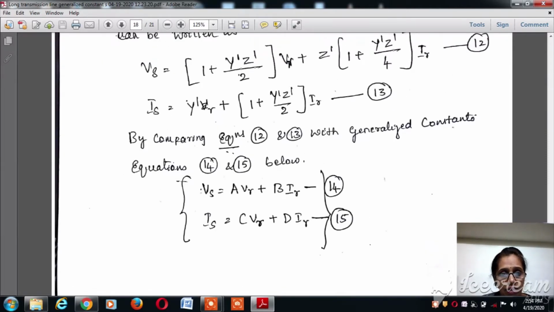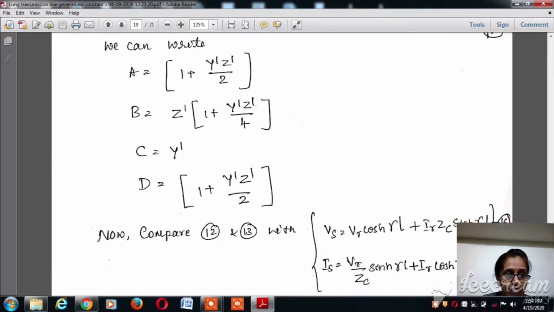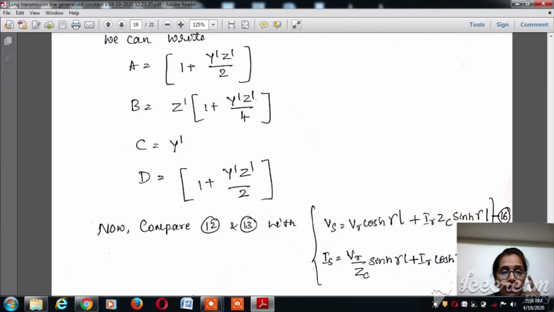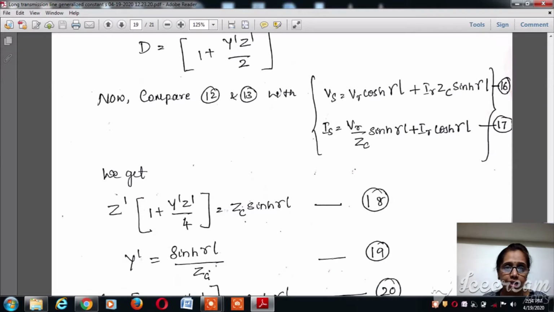A is nothing but equal to 1 plus y' z' divided by 2, and B is nothing but z' into 1 plus y' z' divided by 4, and C is nothing but y', and D is nothing but 1 plus y' z' divided by 2. That's what I have written here. A is equal to 1 plus y' z' divided by 2, and B is z' into 1 plus y' z' divided by 4. C is equal to y'. D is equal to 1 plus y' z' divided by 2.